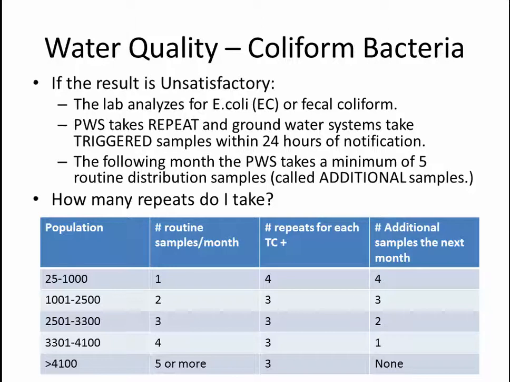This chart shows you how many repeats you take. It shows you that if you take 1 routine sample a month, then you have to have 4 repeats for each total coliform positive. And then the month following, you have your regular routine plus your 4 additional samples the next month. So that's your total of 5 the following month. And then you can see if you have 2 or more routine samples required per month, then it's 3 repeats for each total coliform positive.